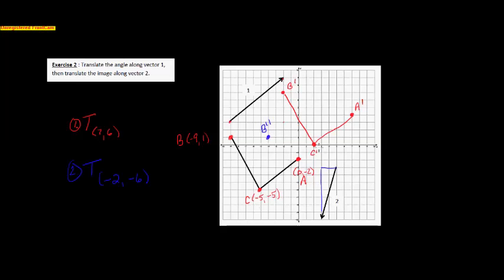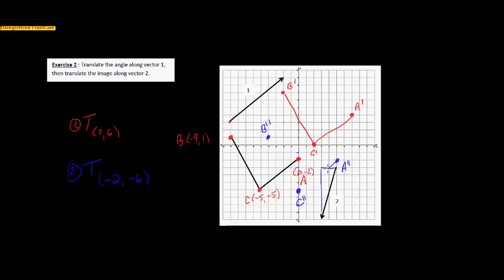Okay, and I'm going to do the same thing with C. Over 2 to the left, and then down 6. There we go, right there. That's going to be C double prime. You can see these are going to get very messy because we're putting multiple objects on the same coordinate plane. And last one here, over 2. 1, 2, 3, 4, 5, 6. Down, and that is going to be A double prime.